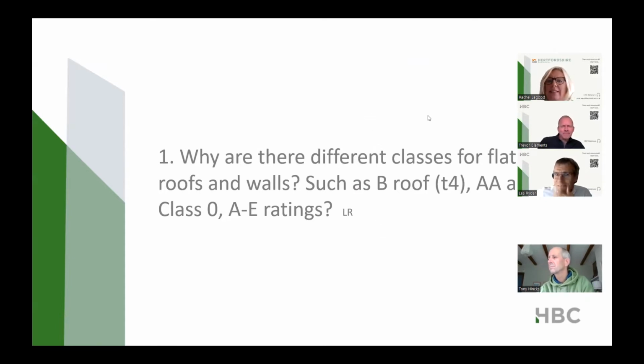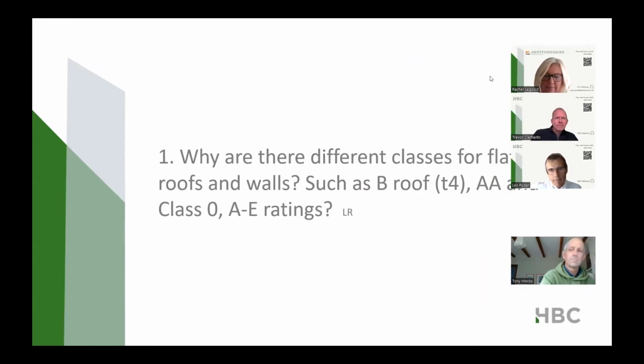Why are there different classes for flat roofs, walls, such as B roof T4, AA, Class O and A to E ratings? This is you, Les. Okay. Well, half of this question, we've got a 1-hour video on the website, which identifies how the A to E ratings manifest themselves. So half of this question's a 1-hour lecture and the other half is a 1-hour lecture. So I'm going to try and get through it in probably 3 to 4 minutes. Otherwise, we're going to be over time.